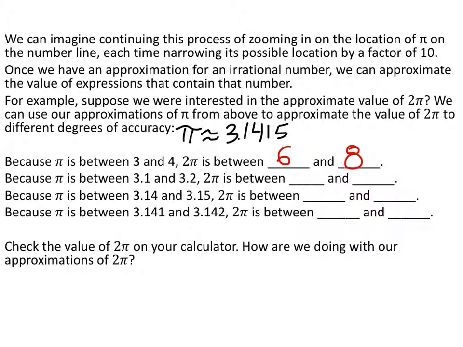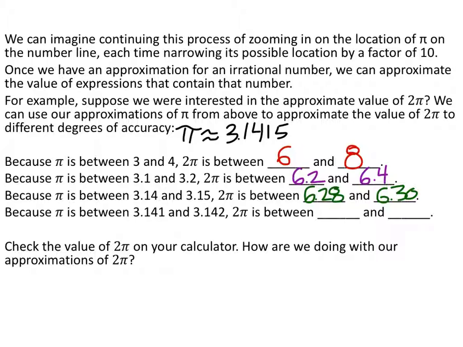But continuing, because pi is between 3.1 and 3.2, 2 pi would be between 2 of each of those as well. So that'd be 6.2 and also 6.4. So just by going into the tenths values, we have narrowed the range down quite substantially. Next, because pi is between 3.14 and 3.15, 2 pi would have to be between 2 of each of those. So that would be 6.28 and also 6.30. So again, we're narrowing that gap.